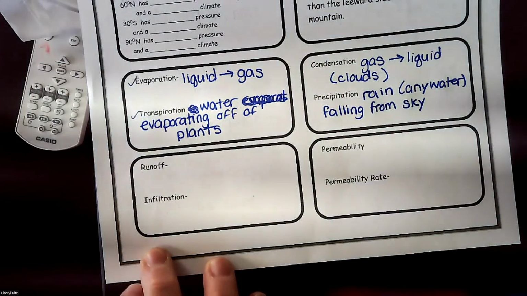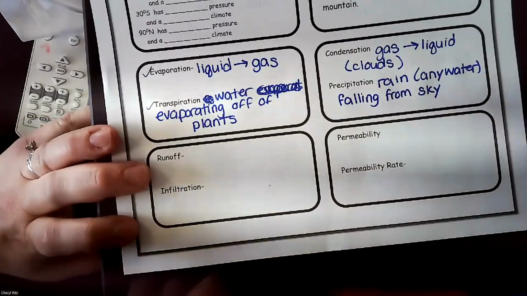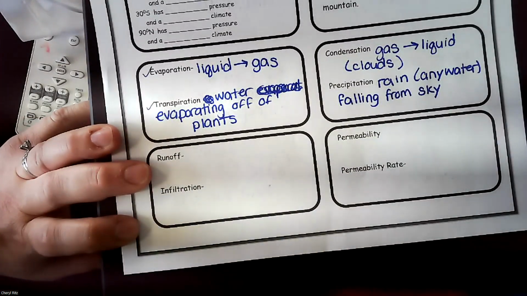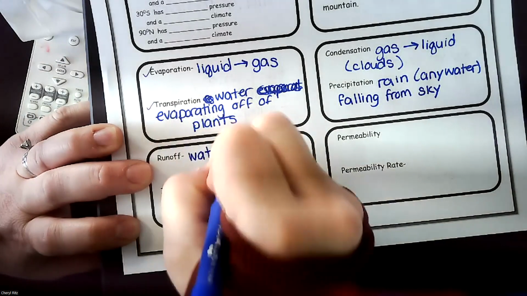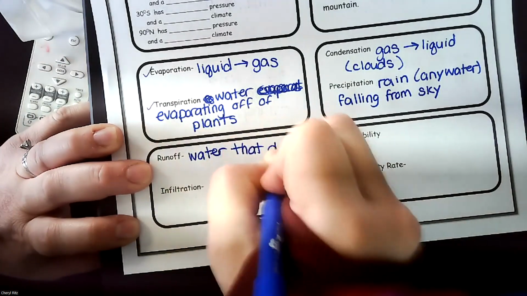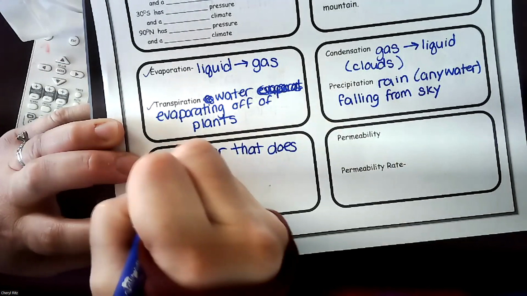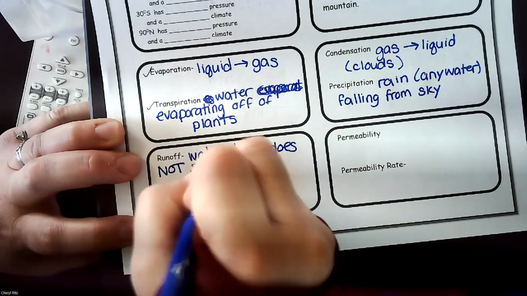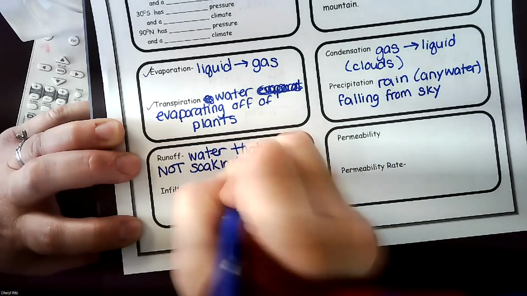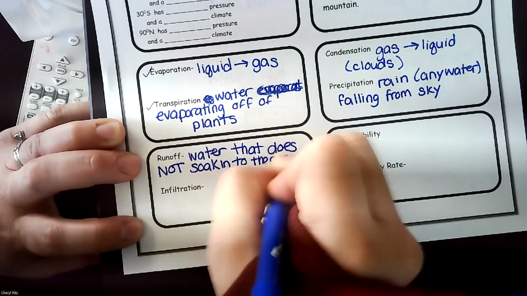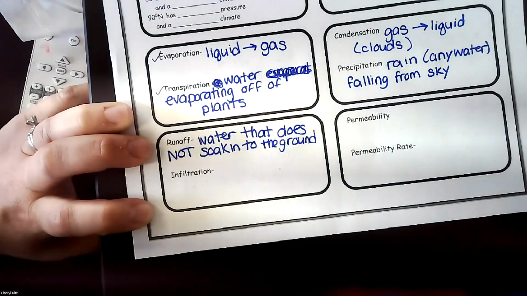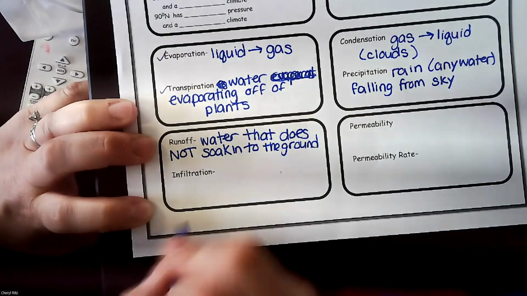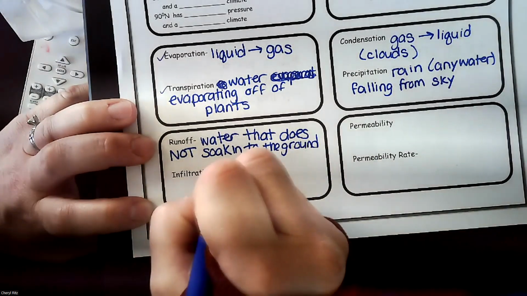What's runoff? It's water that does not soak in. What's infiltration then? This is when water soaks into the ground.